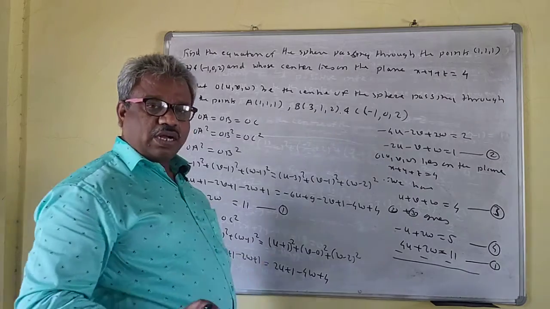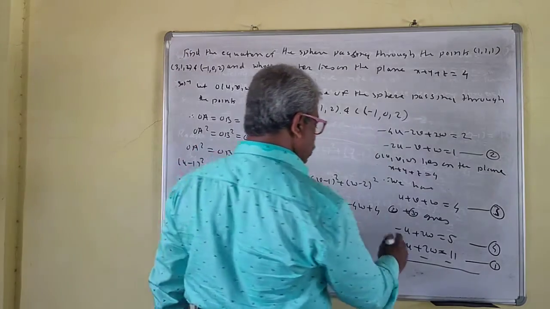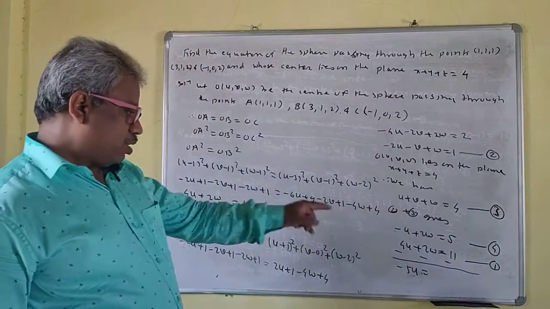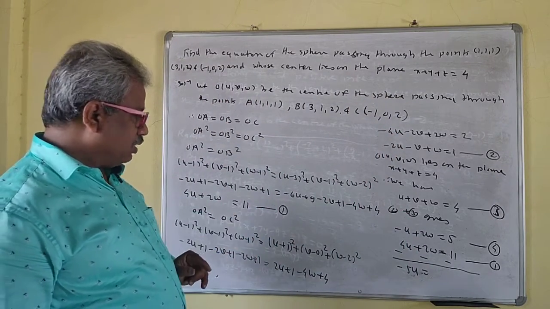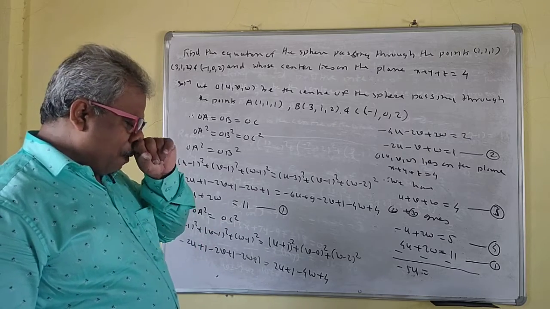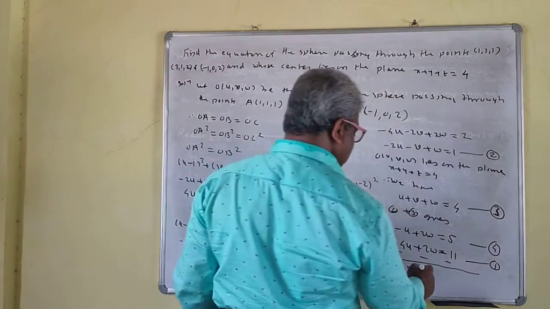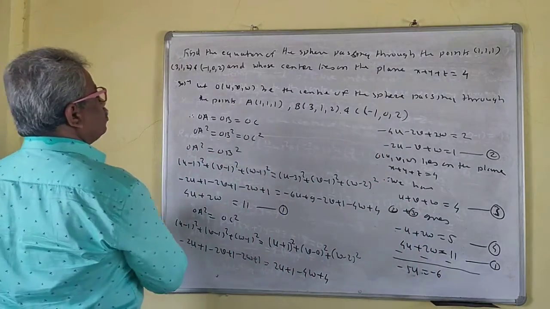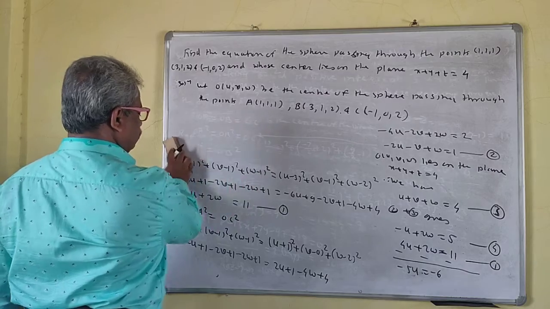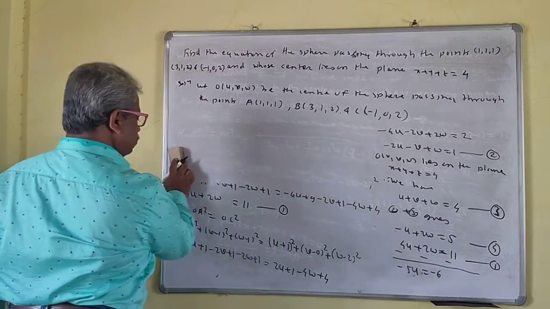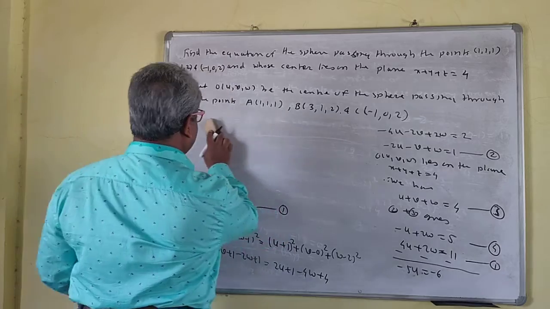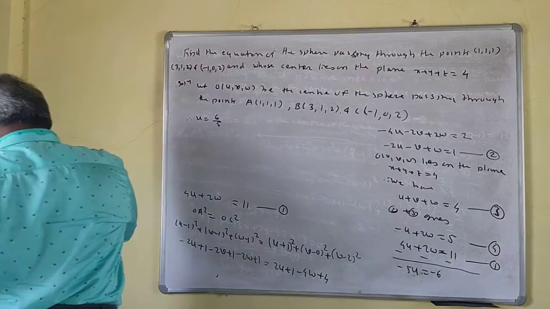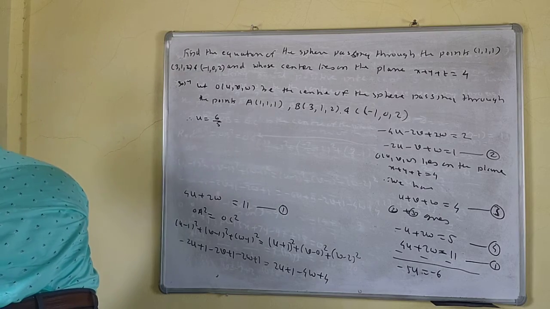Okay, we want the correct value of U and W. So this is minus 5U is equal to minus 11 and plus 5. So minus 11 plus 5 is minus 6 now. Okay. So therefore U is equal to 6 by 5.